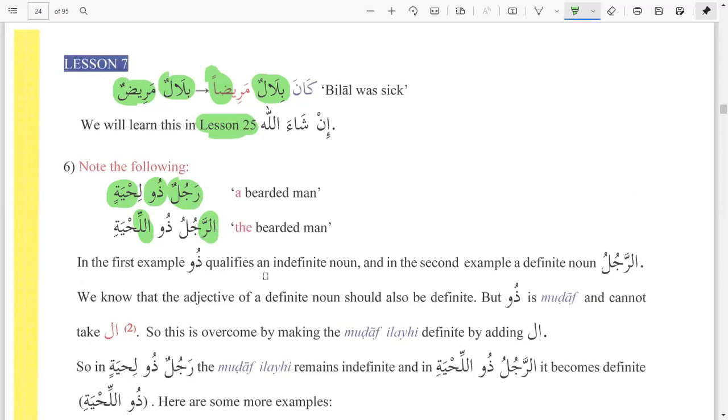In the first example, zu qualifies an indefinite noun because of rajulun. And the second example is a definite, ar-rajulu. We know that the adjective of a definite noun should also be definite. But zu is a mudaf. We have learned in the first book that the mudaf cannot take alif lam and cannot take tanween.